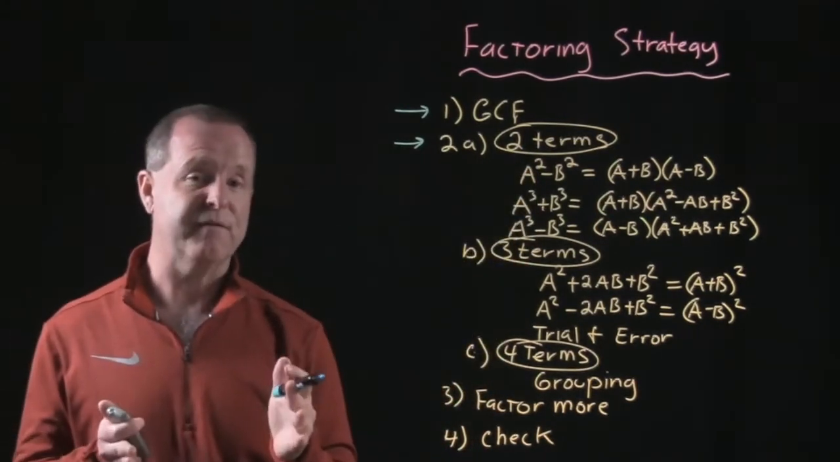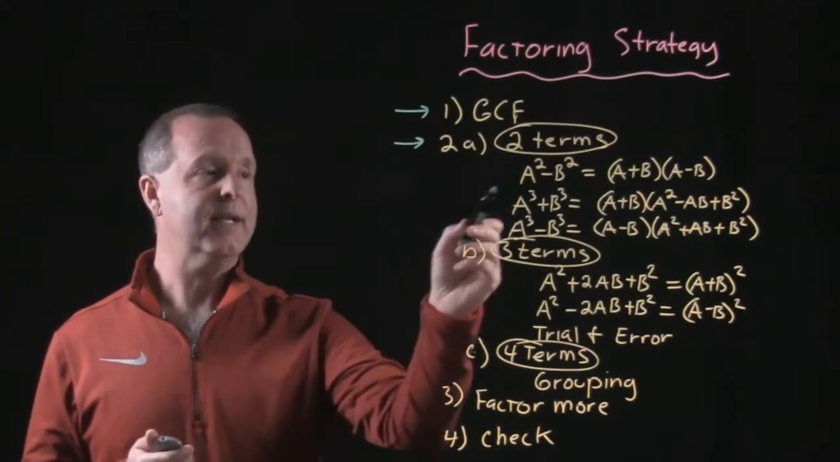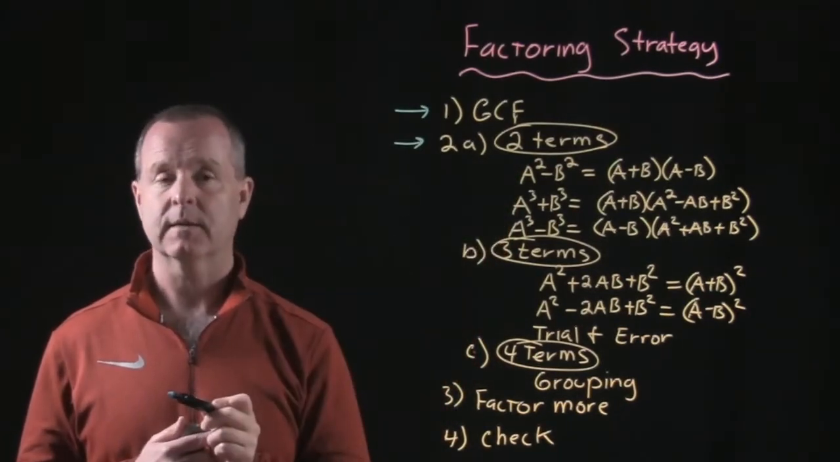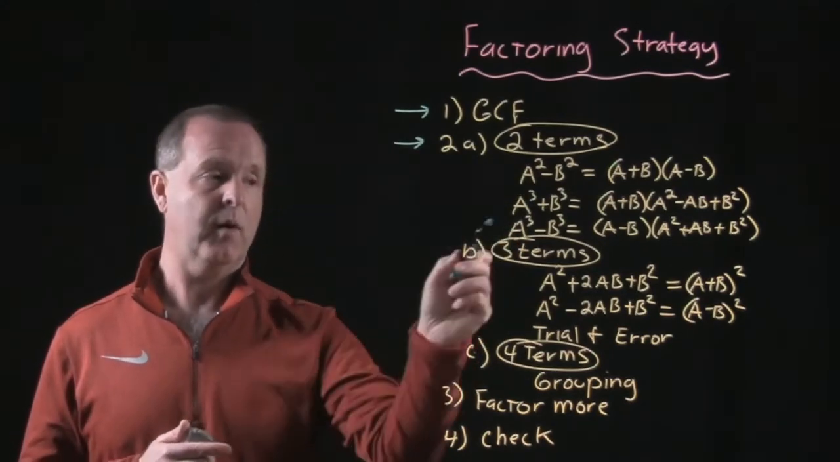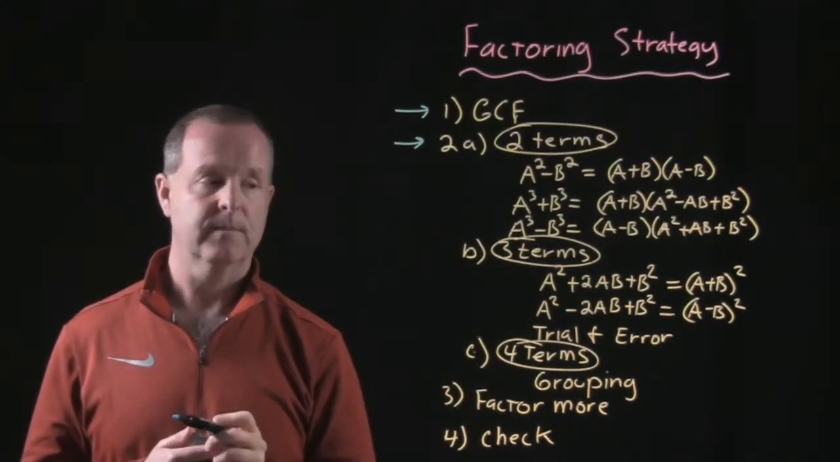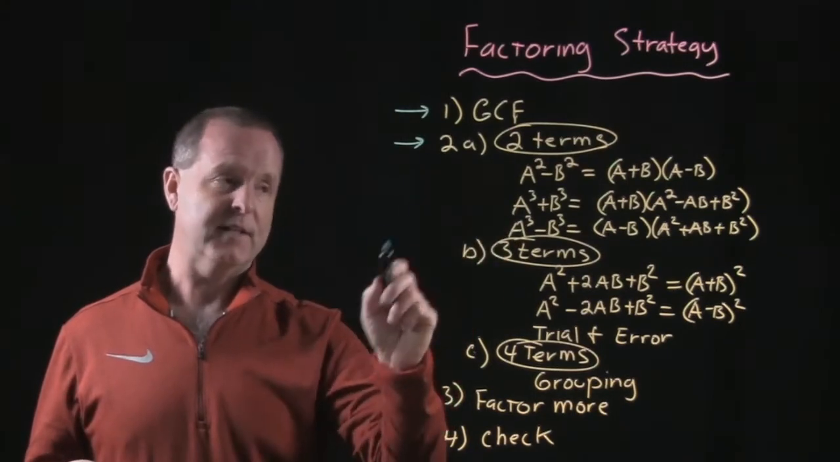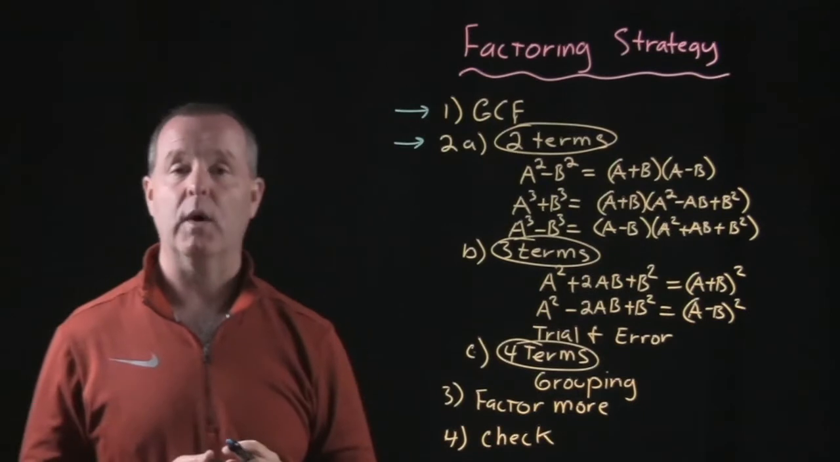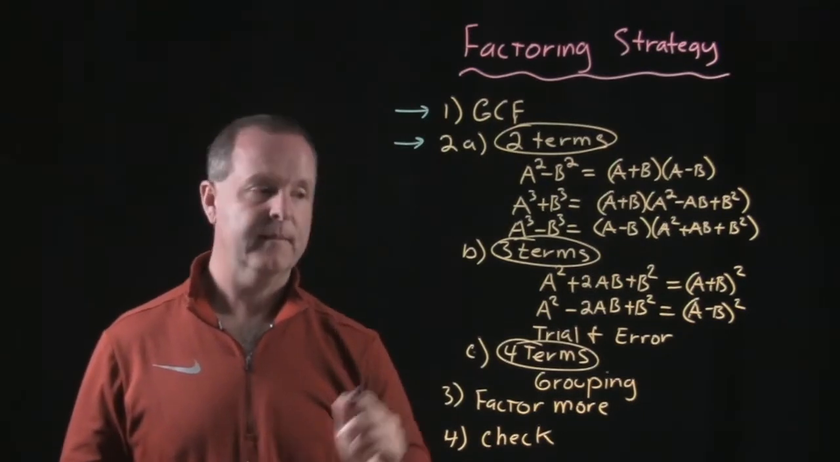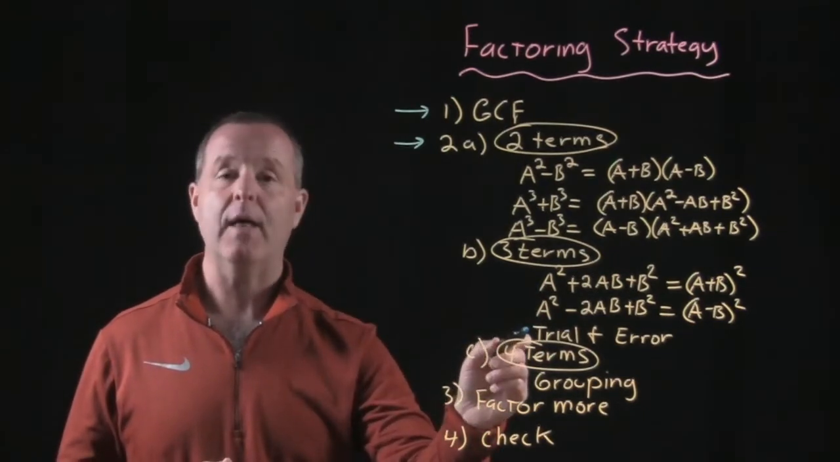If what I'm being asked to factor has 2 terms, we'll check to see if it's a difference of 2 squares. Check to see if it's a summation of 3 cubes or a difference of 2 cubes. If it's not 2 terms, but possibly 3 terms, look to see if it's a perfect square trinomial. And if it's not, then do trial and error.